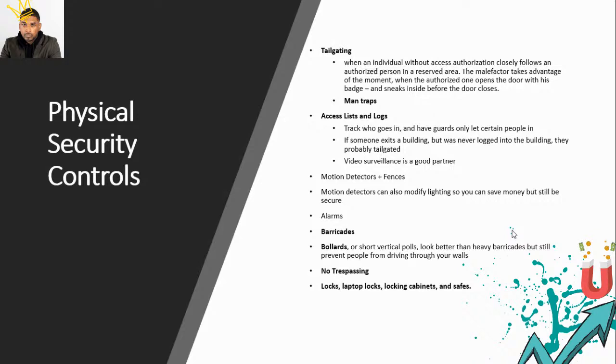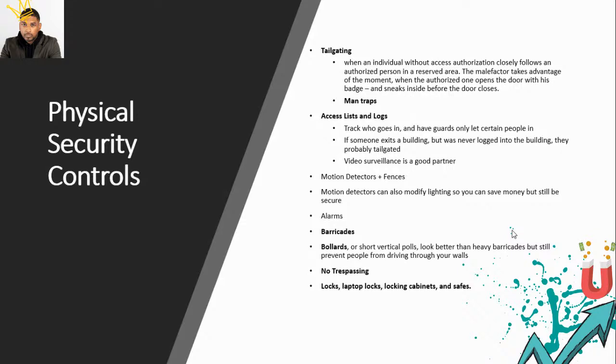So you can kind of save money here with adding in motion detectors, so you can see after hours. You might not have to have as much of a physical security presence. Alarms, barricades. Barricades are more like, they have different types.